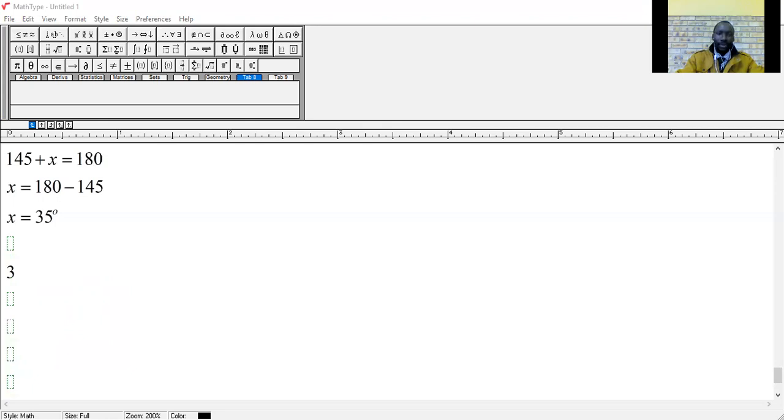Now we have one angle as 100, the other two angles being x and x. So how do we handle this case? Well, we say 100 added to the next angle plus the other angle must give us 180.